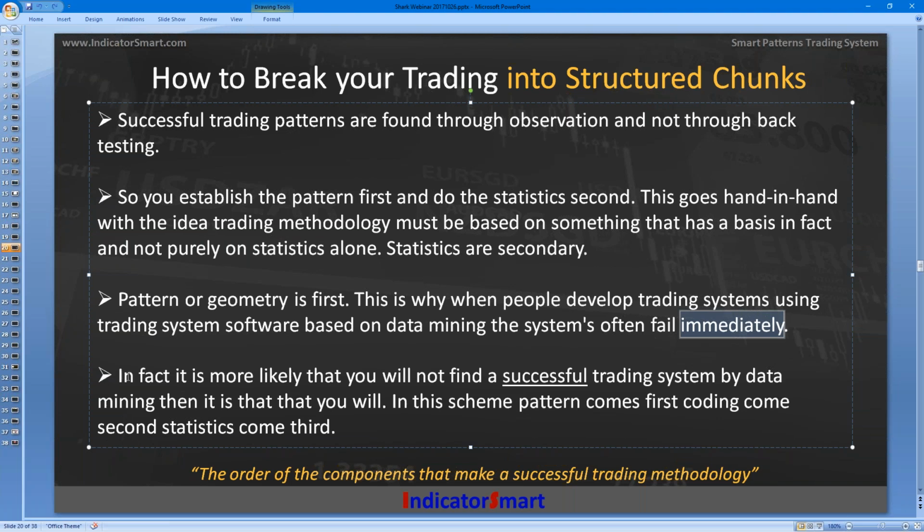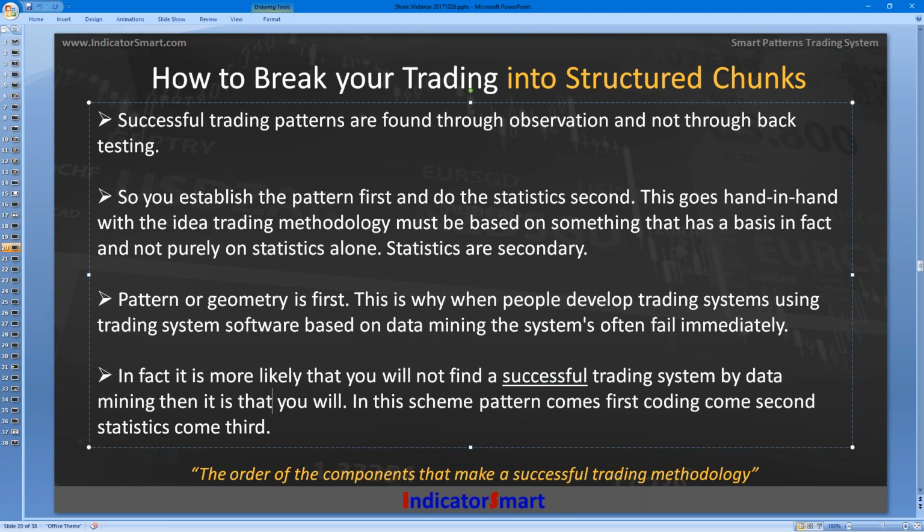So this is an interesting thing. It is more likely that you will not find a successful trading system by data mining than it is that you will. It is more likely you will not find a successful trading system by data mining than it is that you will.